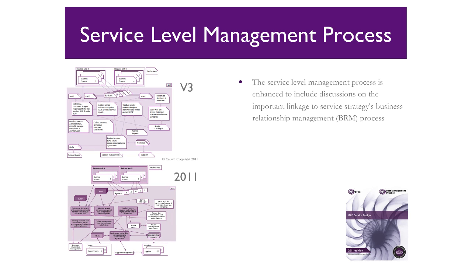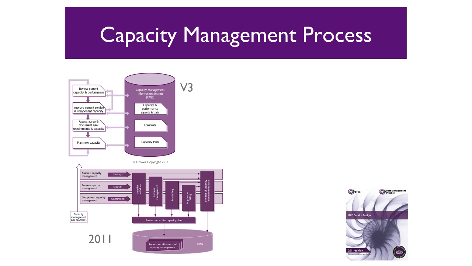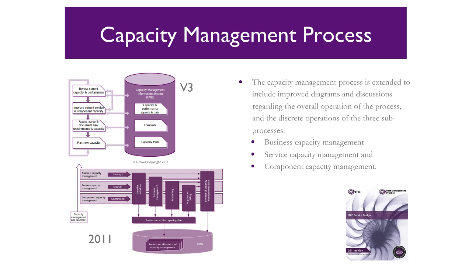The service level management process description is enhanced to include a discussion on its interoperation with service strategy's business relationship management (BRM) process. The overall process diagram and supporting description is similarly adjusted to incorporate the BRM and service catalog management processes. The capacity management process description is extended to include improved discussions and diagrams regarding the overall operation of the process and the discrete responsibilities of each of the 3 sub-processes: business, service, and component capacity management.